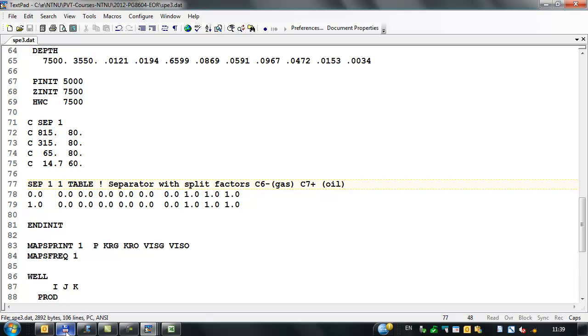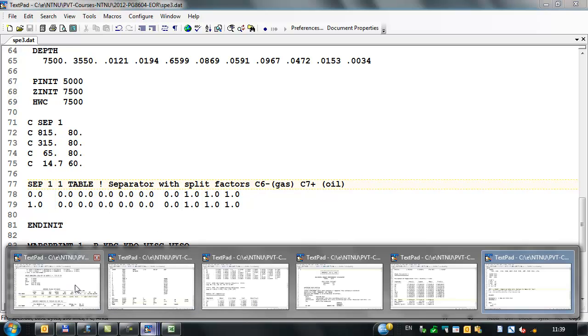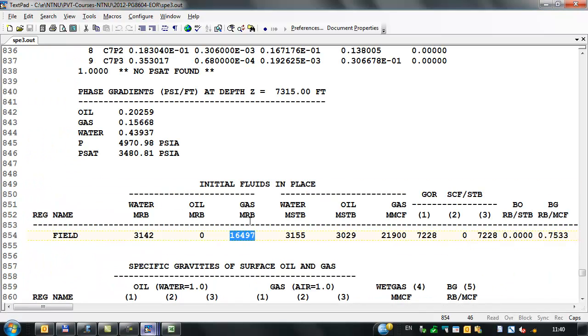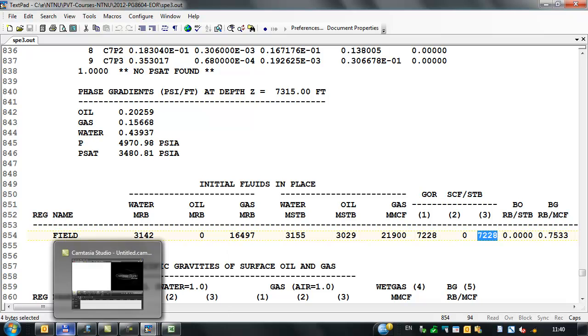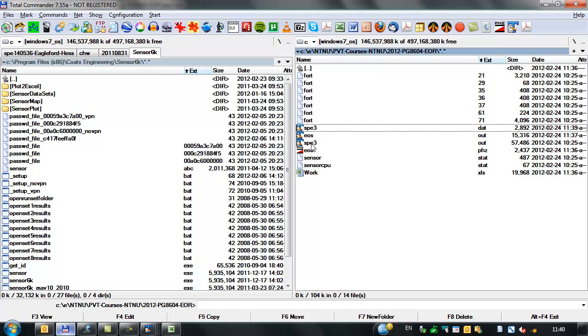Now when we rerun this simulator, is this initial fluid in place going to change? No. Not the reservoir barrels, but it's definitely going to change this 7228, right? So let's just rerun the simulator and see what we get.